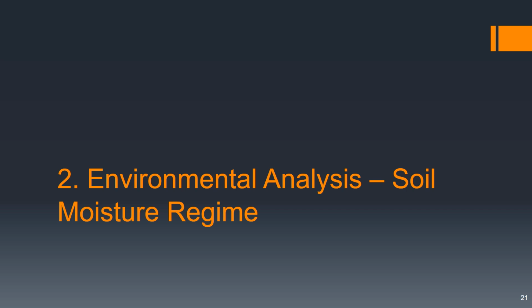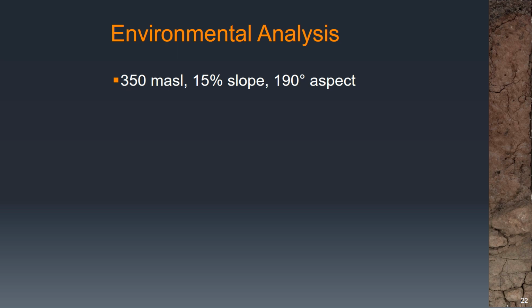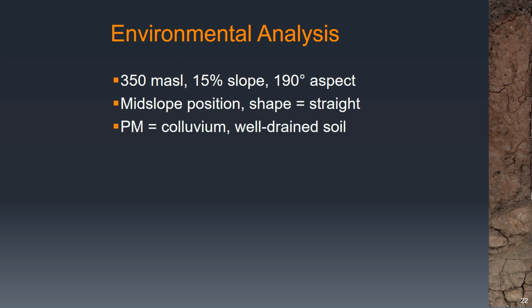Now let's do the environmental analysis, starting with the soil moisture regime. We've gone up to our site, we've taken measurements, and here's a summary of the physical characteristics of the site that we found. We're at 350 meters above sea level, 15% slope, 190 degrees aspect, so a south-facing slope. We're at a mid-slope position, and the shape of that slope is straight, so it isn't a concave or convex land surface, but a planar land surface.